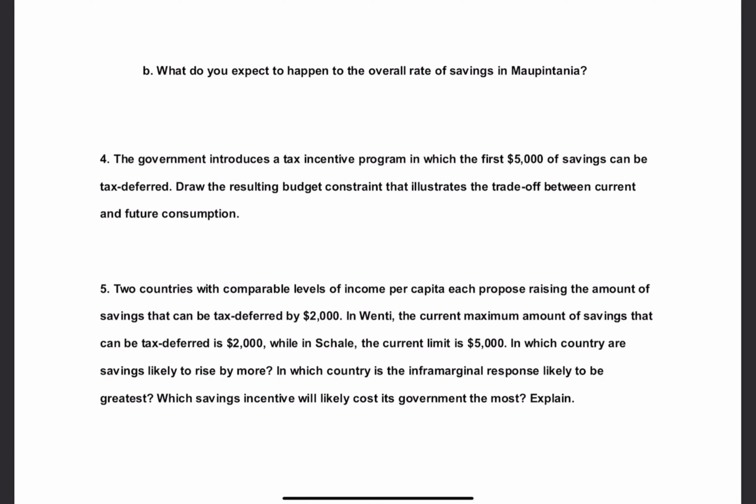Question number 4. The government introduces a tax incentive program in which the first $5,000 of savings can be tax deferred. Draw the resulting budget constraint that illustrates the trade-off between current and future consumption.